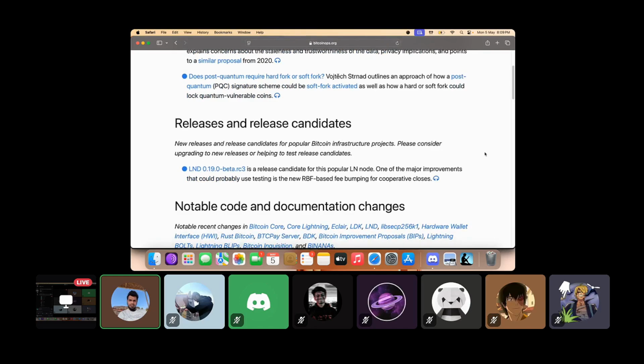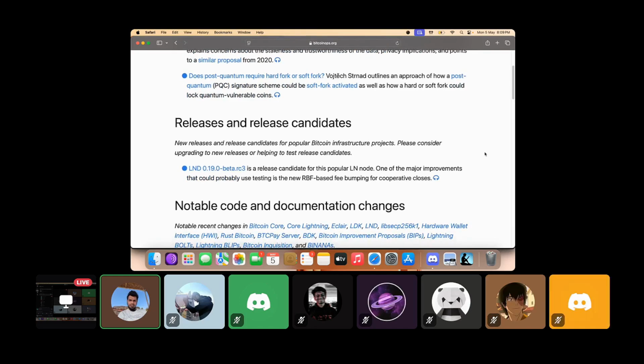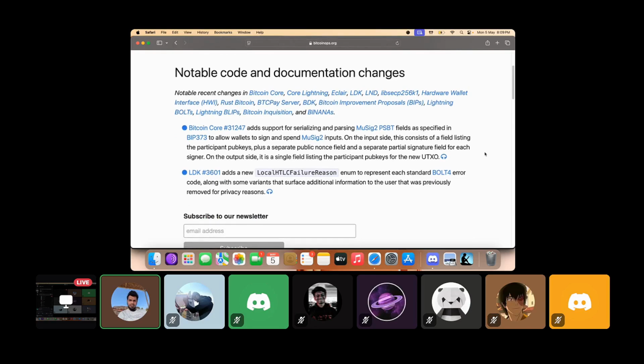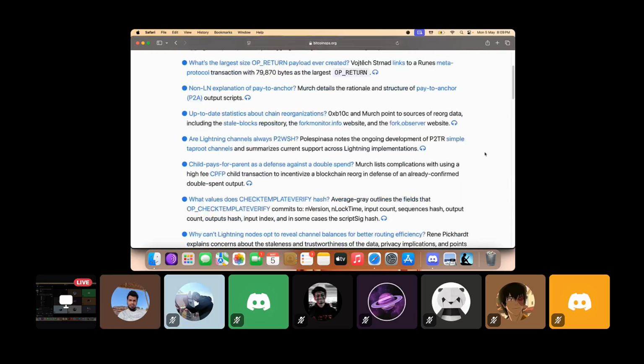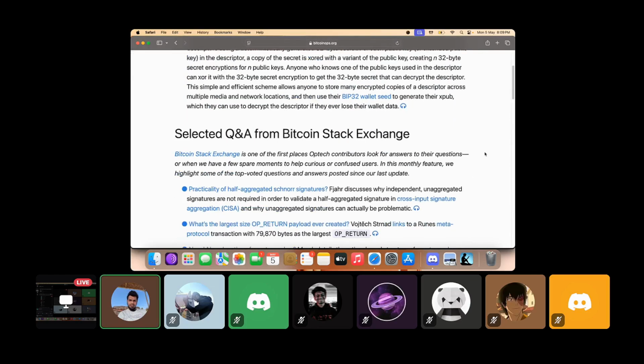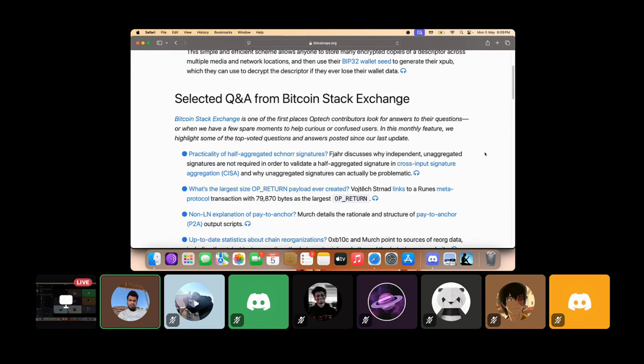Then you have releases and release candidates that include what new software pertaining to Bitcoin or Lightning is staged to be released or has been released. Then we have notable code and documentation changes, which usually cover the pull requests for Bitcoin clients and Lightning clients, right? So primarily we'll cover two news articles and Stack Exchange questions and answers.